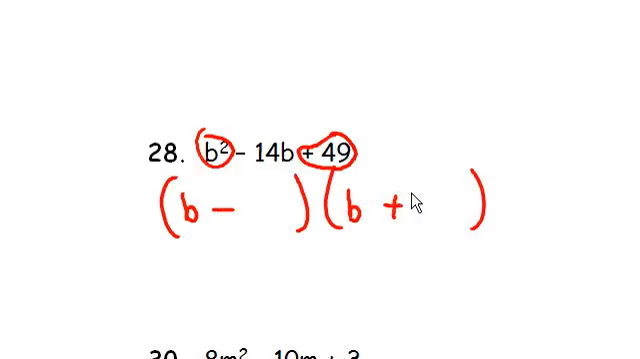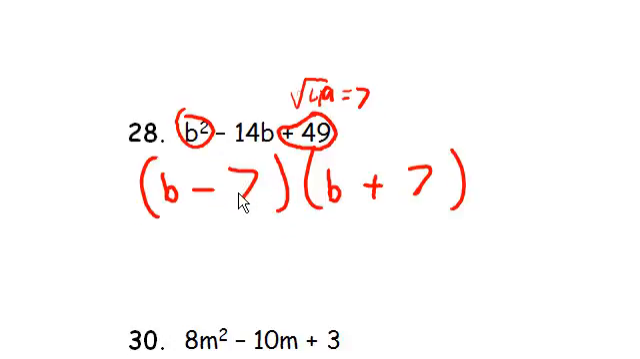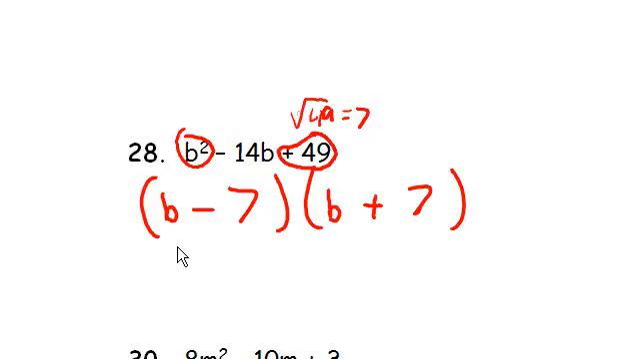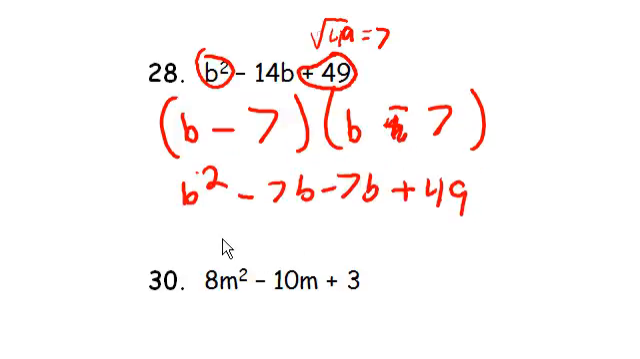The second term is always a plus. And then we write the square root of this one. So square root of 49 equals 7. So that's a 7 and that's a 7. And we can check this because let's make sure this is working here. Oh wait, hold on. This needs to be a minus. B squared minus 7b minus 7b plus 49. Yep, so that works. B squared minus 14b plus 49.